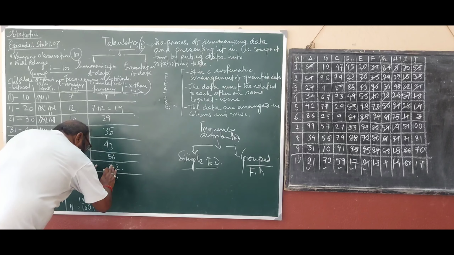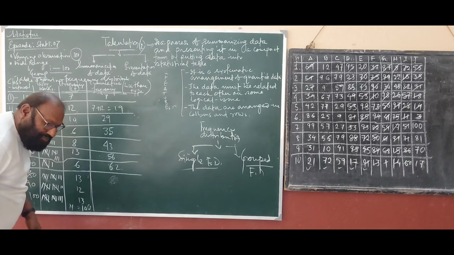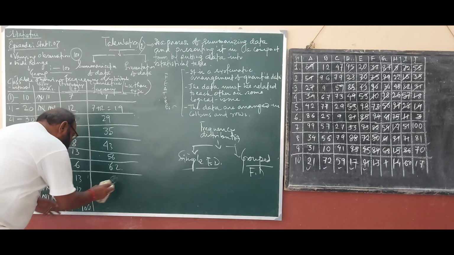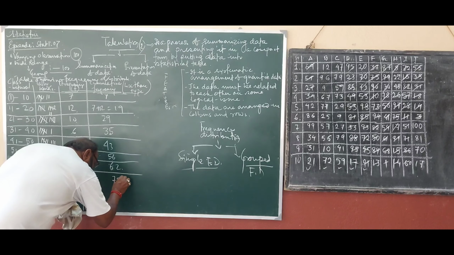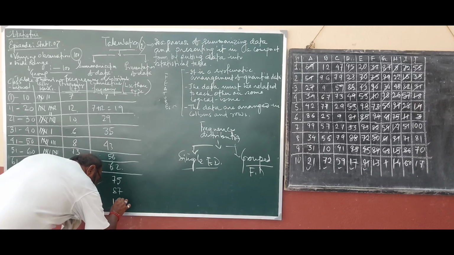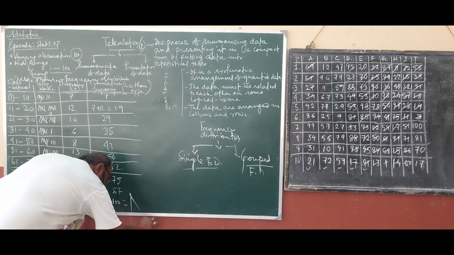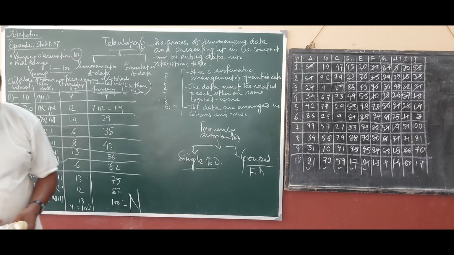70, 62, it is 62, और ये कितना है, 62 and 13, 75, क्लियर। ये कितना है, 87, और ये कितना है, 100. That is N. That is total cumulative frequency. Clear? So friends, this is the presentation of grouped frequency distribution.